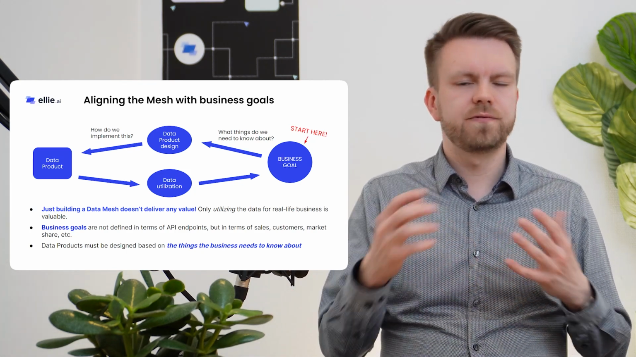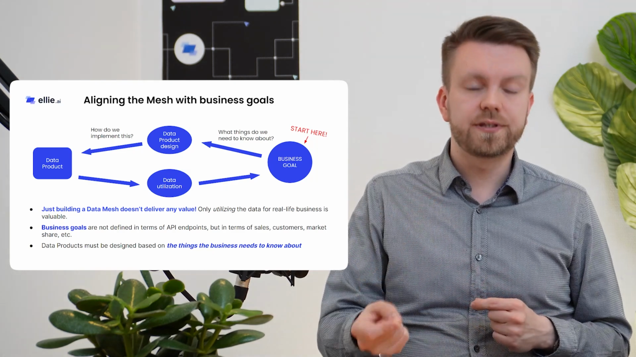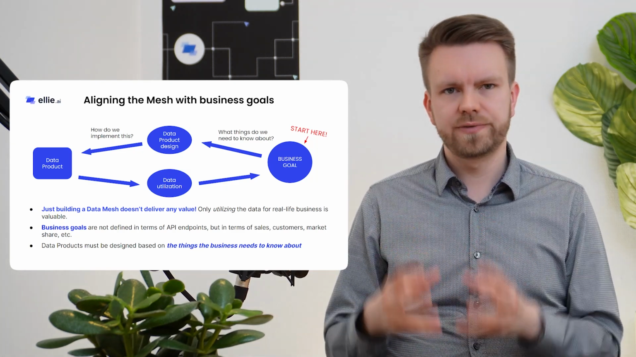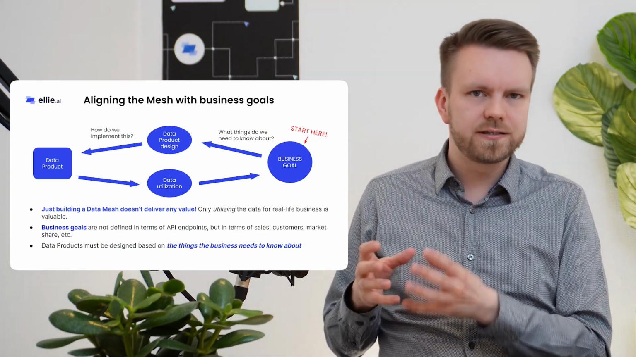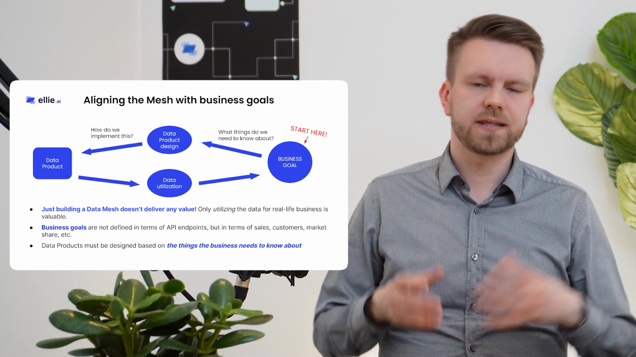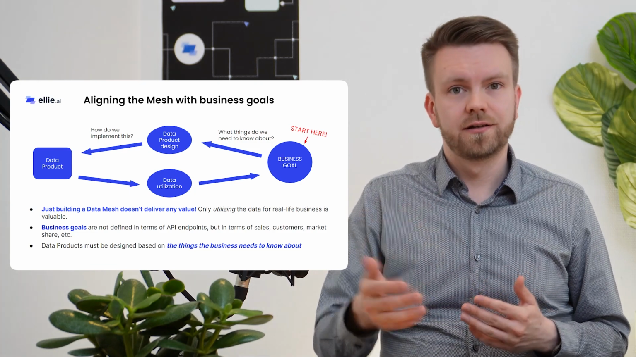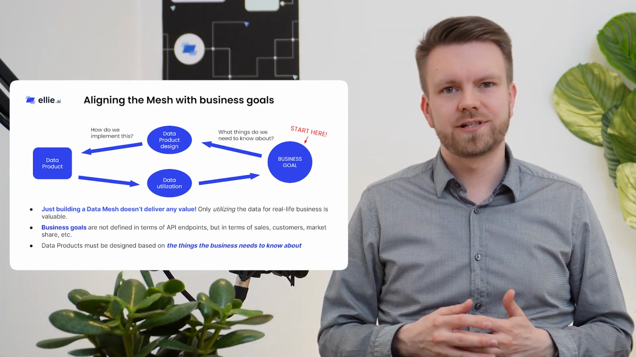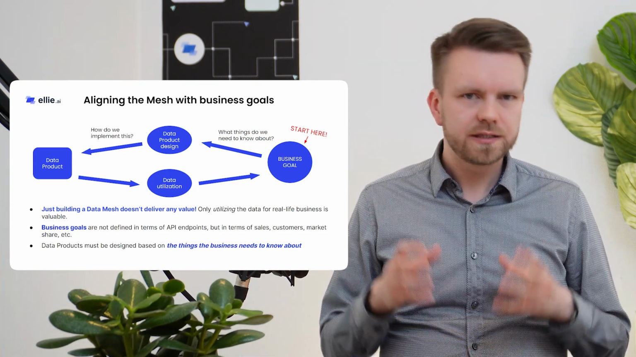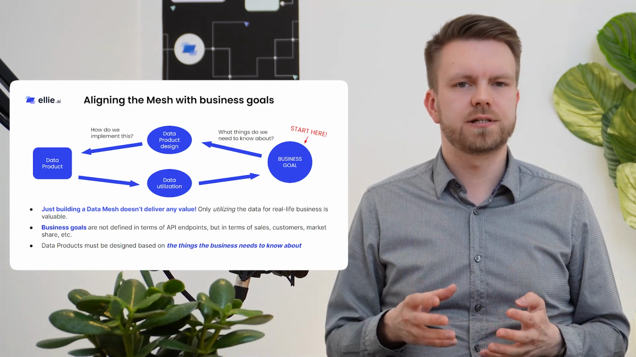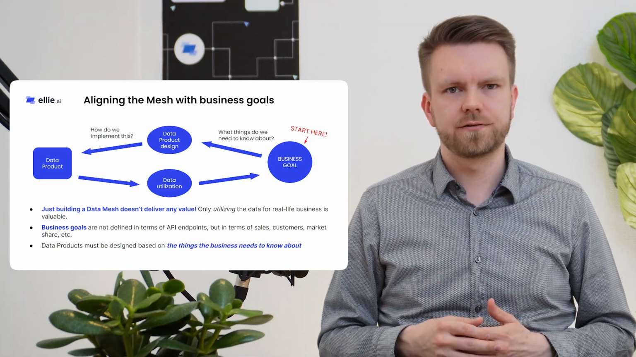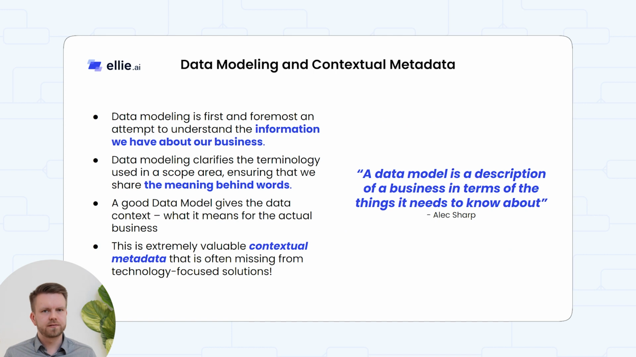And then once we've figured that out, we can move to the technical implementation of how to actually build a data product that contains that important stuff. Then the data product is being utilized, and that hopefully moves us towards our business goals. This is how you design data products that actually produce value. How to do that? You do that with the help of data modeling.